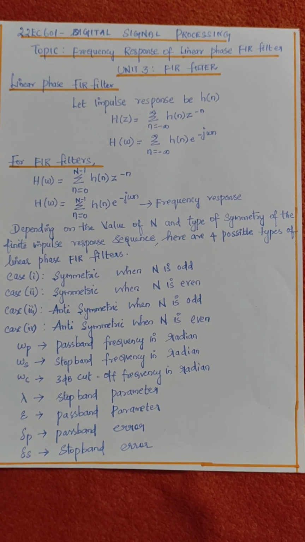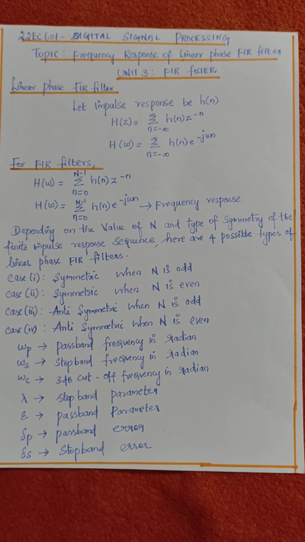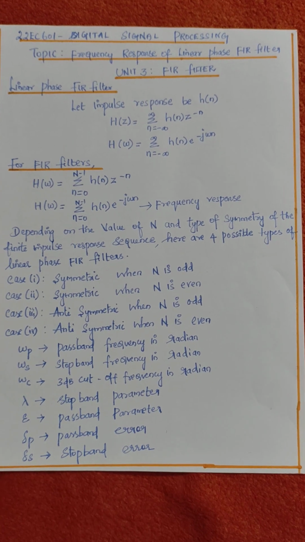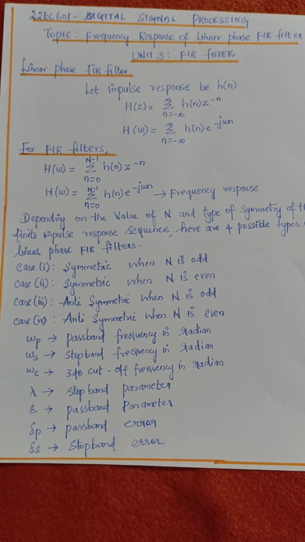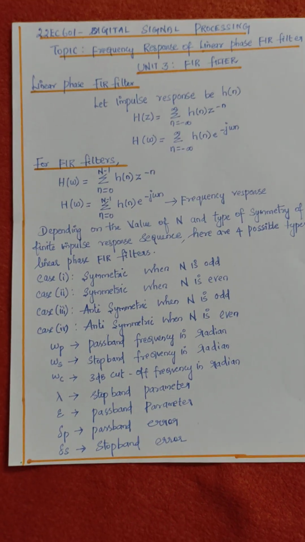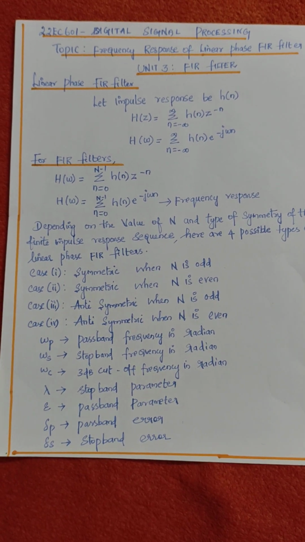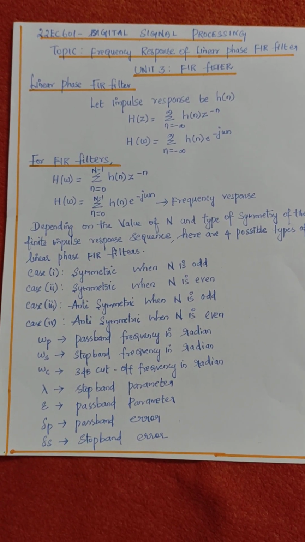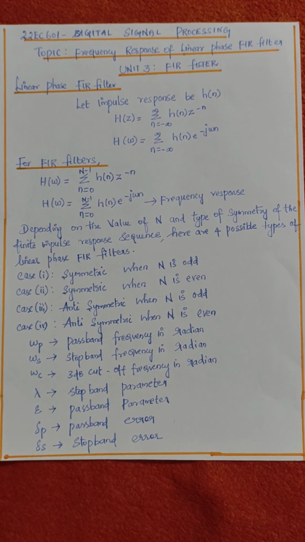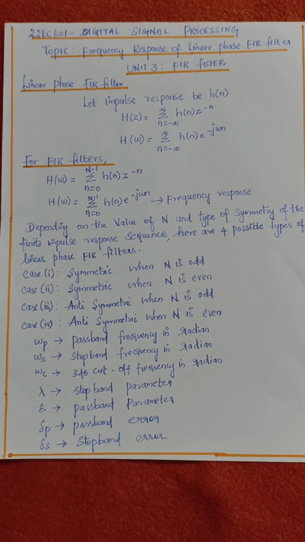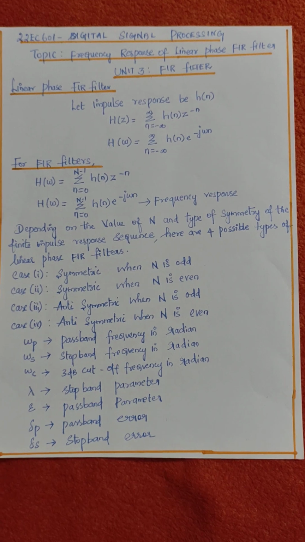If you have 10 samples or if you have 9 samples, the first 4 and last 4 will always be the same. In between, the middle value you will find using L'Hospital's rule. Omega P is the passband frequency in radian, omega S is the stop band frequency in radian, omega C is the 3 dB cutoff frequency in radian, lambda is the stop band parameter, epsilon is the passband parameter, delta P is the passband error, delta S is the stop band error. All these denoted and notated terms are frequently used in the problems.